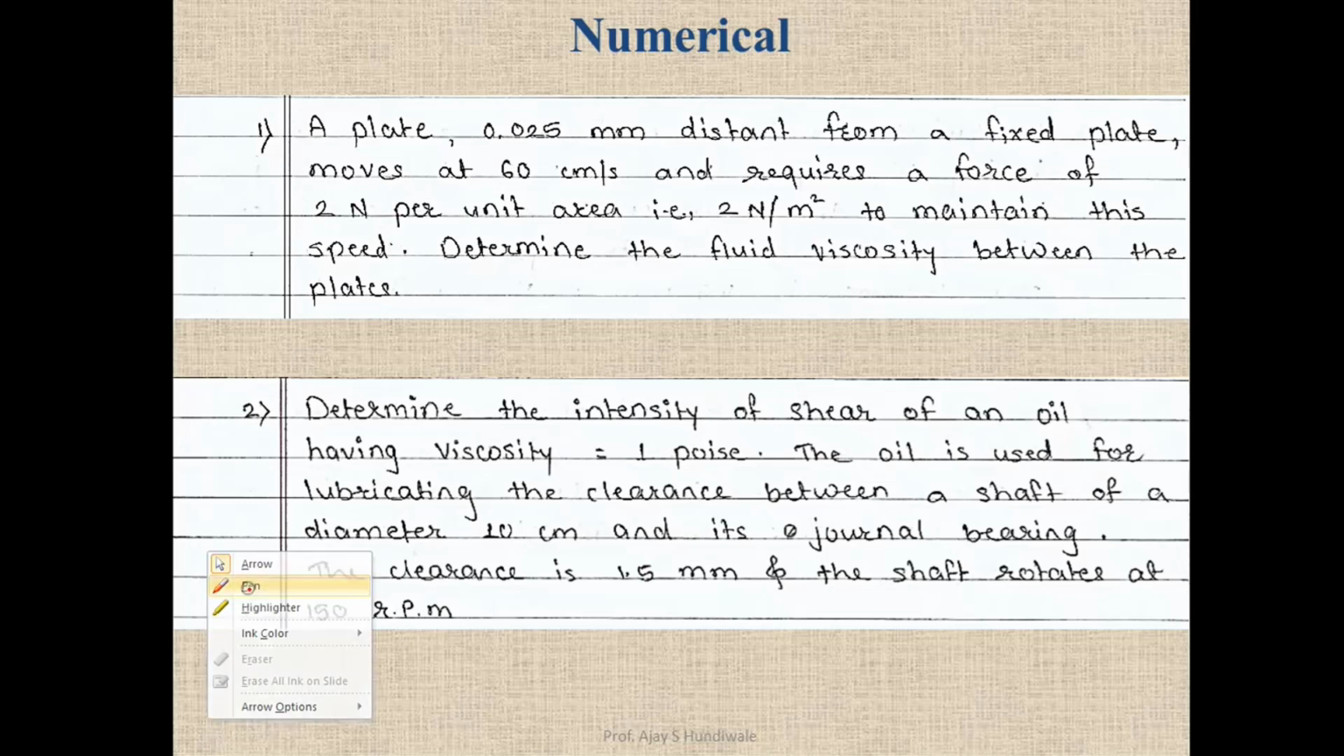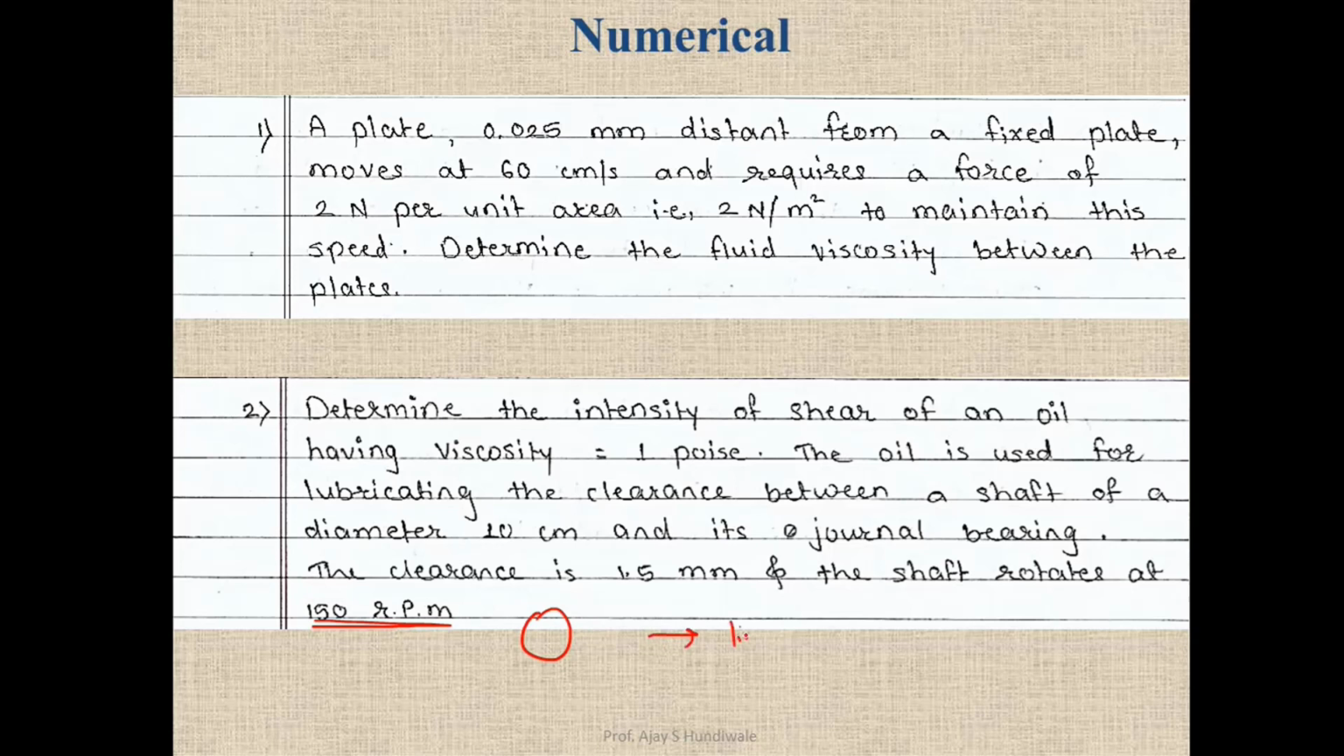You have to convert this rpm into velocity. Here your velocity is angular velocity. So first you have to convert the angular velocity into linear velocity. Okay, so omega is equal to 2 pi N by 60. With this you can get the angular velocity.